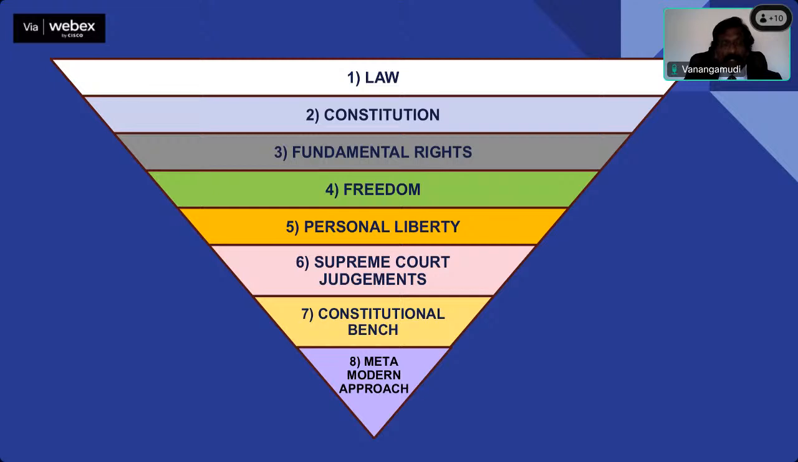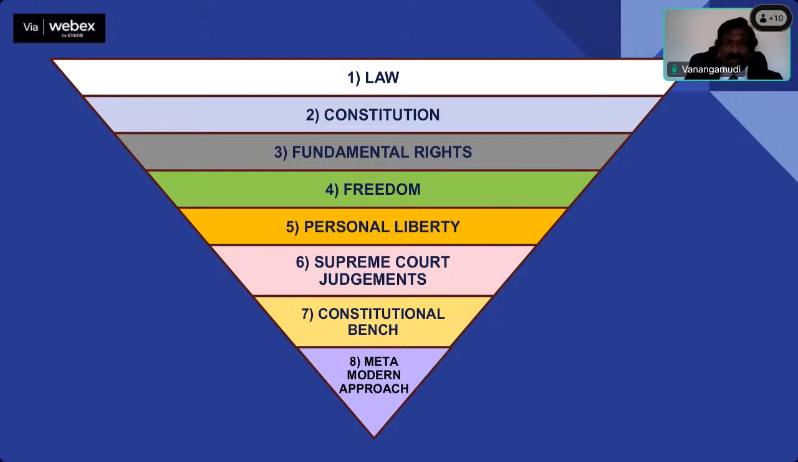So I have narrowed down in this context, and now I am narrowing down further. Am I bothering about the evolution of personal liberty? The French Revolution of 1789 talks about liberty, equality, fraternity. Am I bothering about that? No. I am bothering about the Constitution, the fundamental rights, freedom, and personal liberty under the Constitution, in particular Article 21.